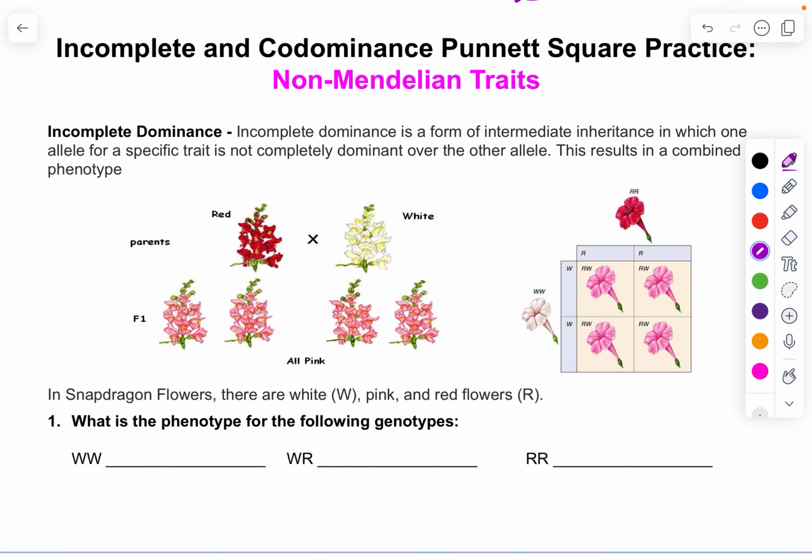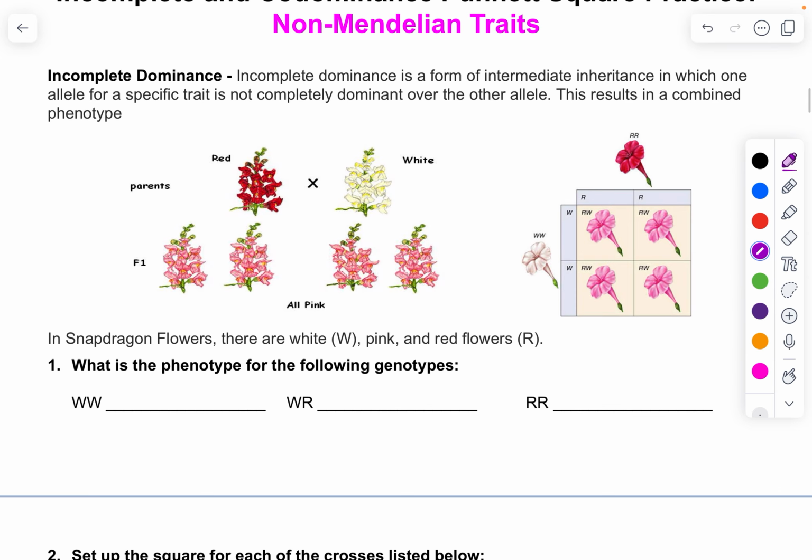Okay, so now let's look at incomplete and codominant Punnett squares. These are non-Mendelian traits because we've got that third phenotype. So here there are no recessive alleles, so we only use capital letters. So here we're going to use the lovely snapdragon. So we've got red, we have white, and then a blending of that is going to be pink. So this is incomplete dominance that we're looking at here.